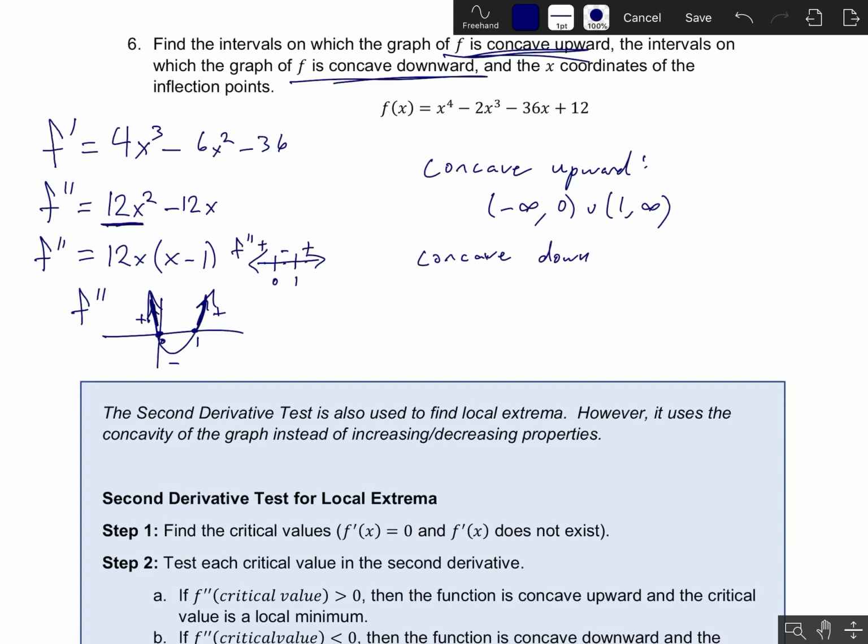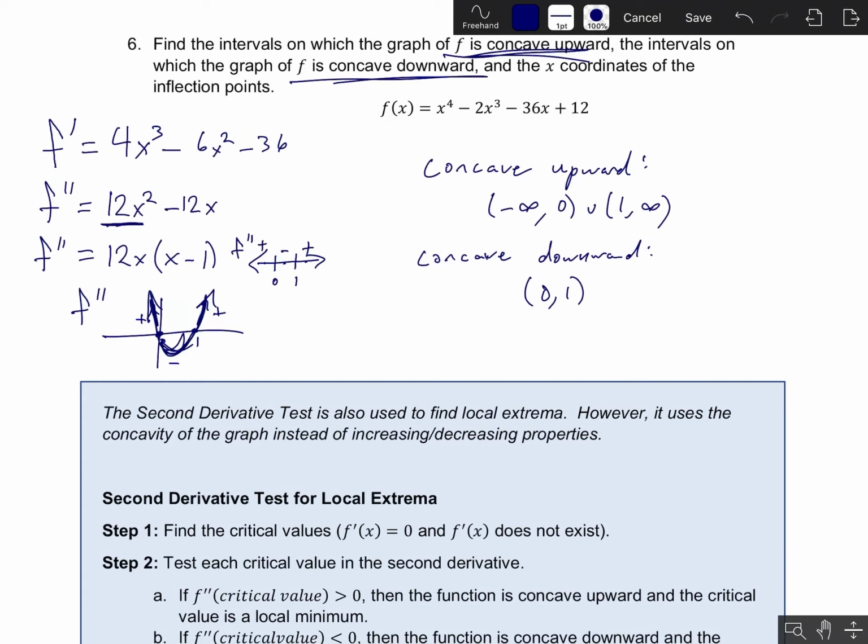Now the original function f will be concave down, or concave downward, only whenever the second derivative is negative, and that only happens between 0 and 1. So we're going to be concave down between 0 and 1.